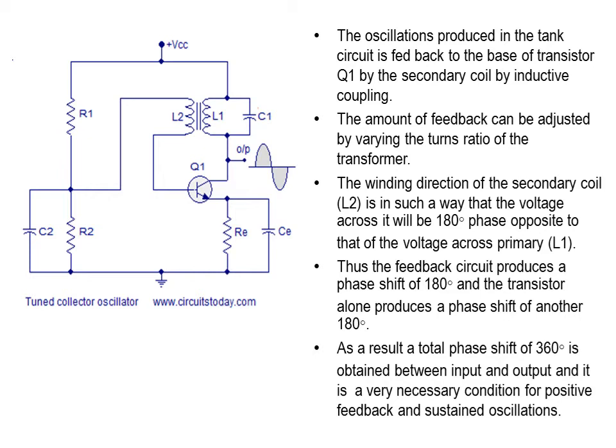So that, along with the phase difference imposed by Q1, will ensure that the input and output are in phase, or have a 360-degree phase difference. So that is how we ensure positive feedback is there, and it is the positive feedback which will ensure that there is no damping and sustained oscillations will be generated. So this is the working of the tuned collector oscillator.